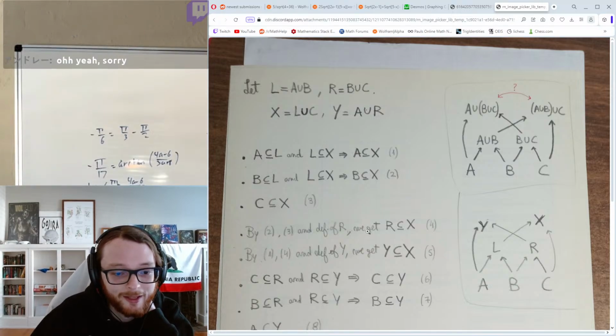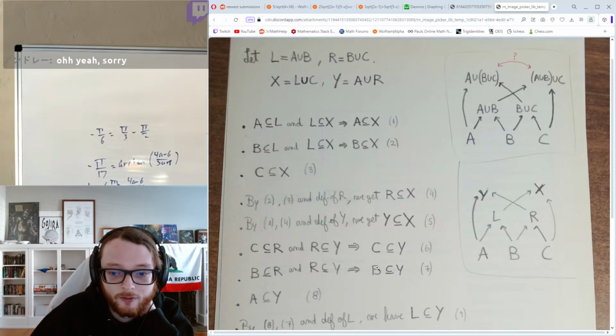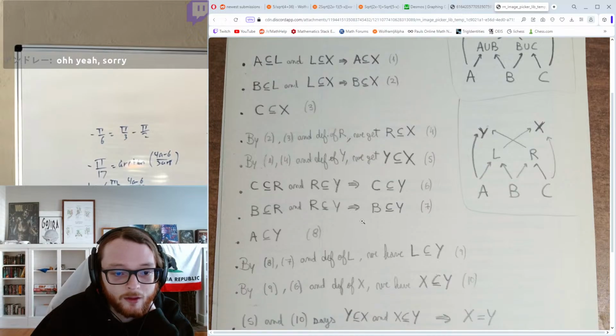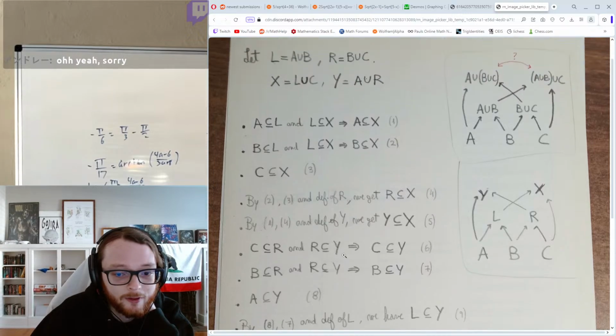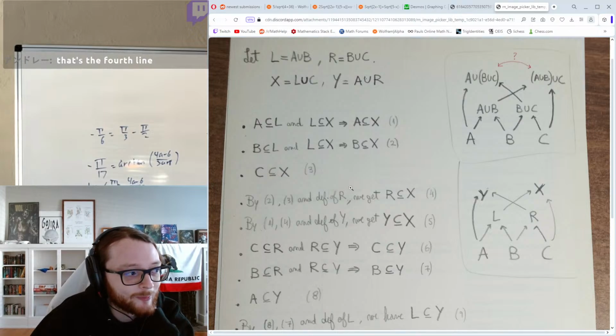Okay. No, it's all good. 1 and 4 in definition of Y. So A is a subset of X, R is a subset of X. We have Y is equal to A union R, so Y must be a subset of X. It's the fourth line. Yeah, I'm trying to keep everything straight in my head, so I'm trying really hard to refer back to things and reread them. C is a subset of R by definition. So C is a subset of Y.